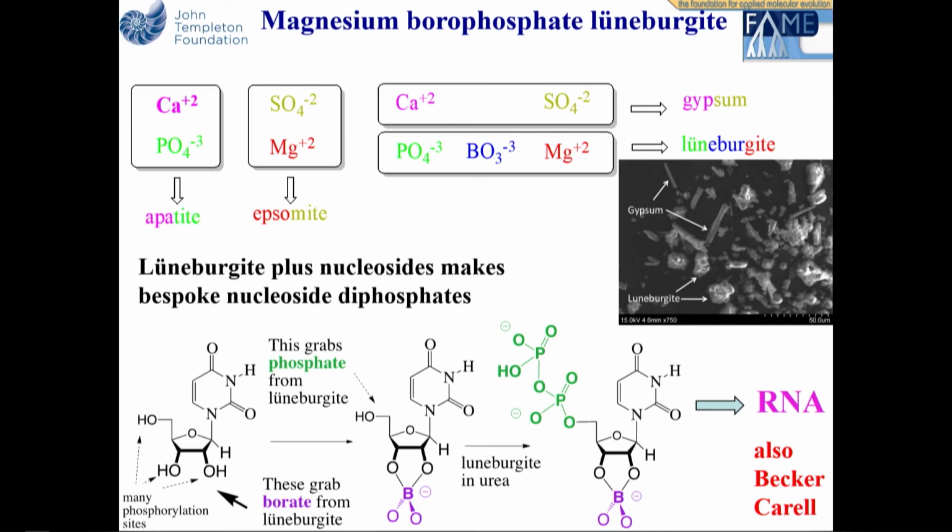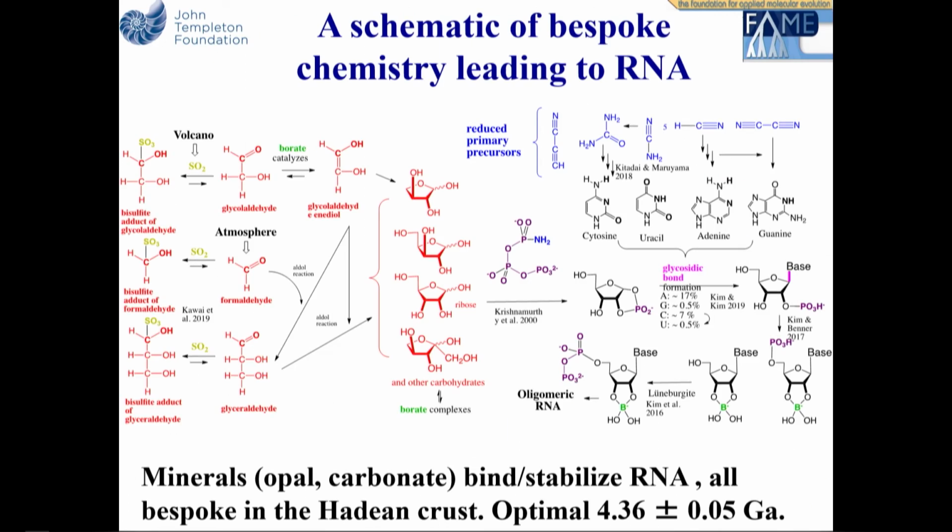Not just to make the glycosidic bond, which is the first important thing from phosphorylation, but actually the diphosphates come out of these borate minerals that are not only stabilizing the nucleoside sugars, but also causing the nucleoside sugars to become diphosphates. This is actually kind of interesting because this work has also been reproduced now by Sidney Becker in Tom Carell's laboratory. So there's the schematic of bespoke chemistry leading to RNA. Okay, there are minerals now, opals, bicarbonate minerals that bind and stabilize RNA, all bespoke in a Hadean crust, an optimum formation about 4.36 billion years ago.